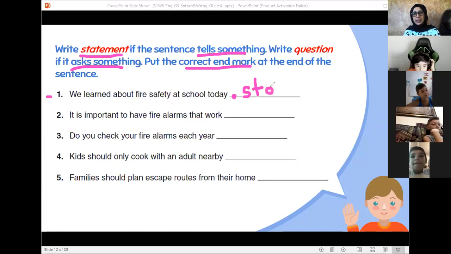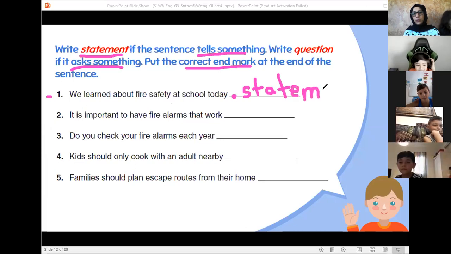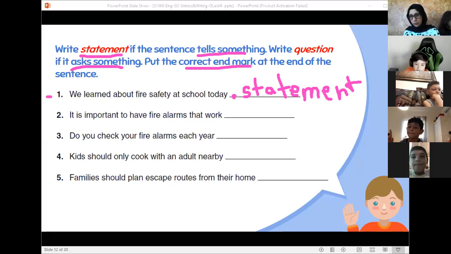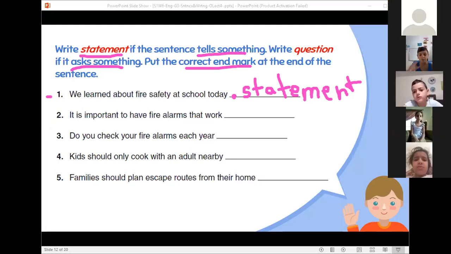Do you want to do the second sentence? No? Okay, no problem. Yalla, thank you, Jad. Thank you, miss. Yalla Ali Ghabris, your turn. Read the second sentence.